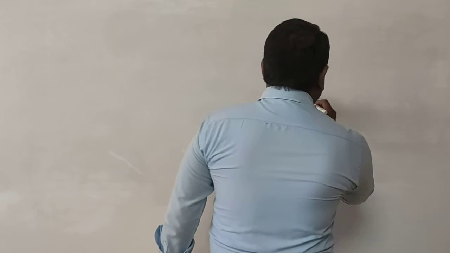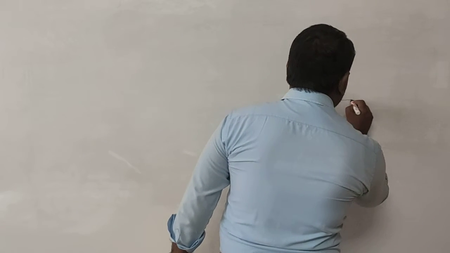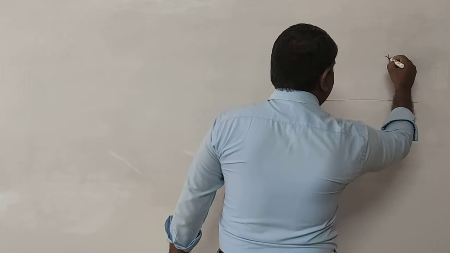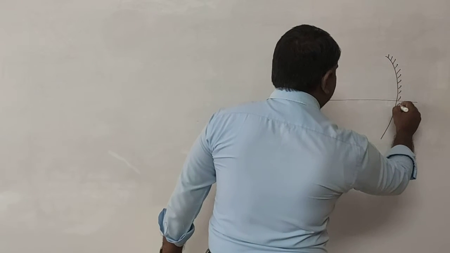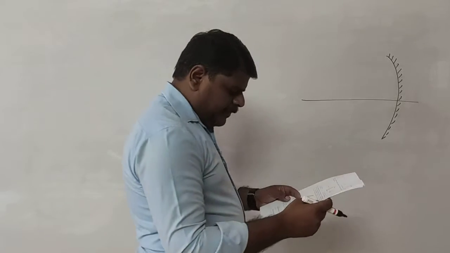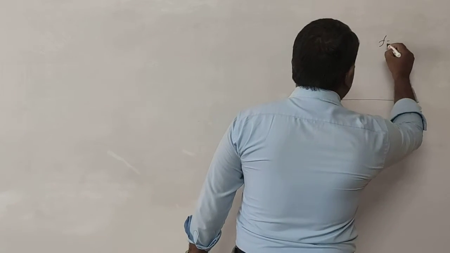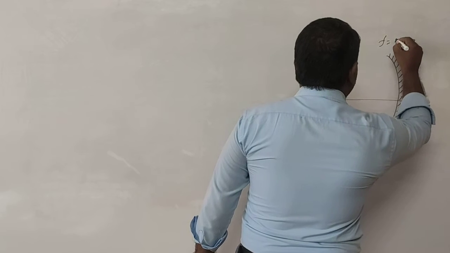Let us draw the diagram here. Let's say that this is the principal axis we are taking. And this is a concave mirror. Okay, this is the concave mirror. And what is the focal length given to you? The focal length is given, f is equal to 10 centimeters.